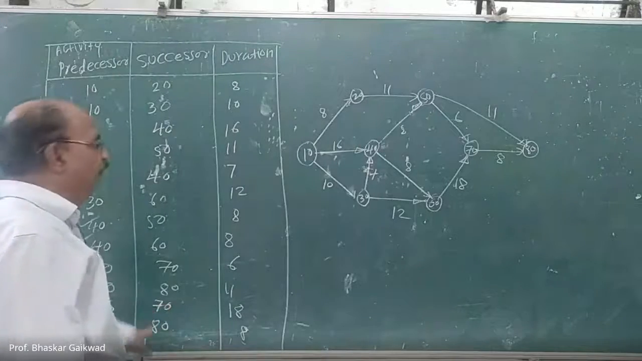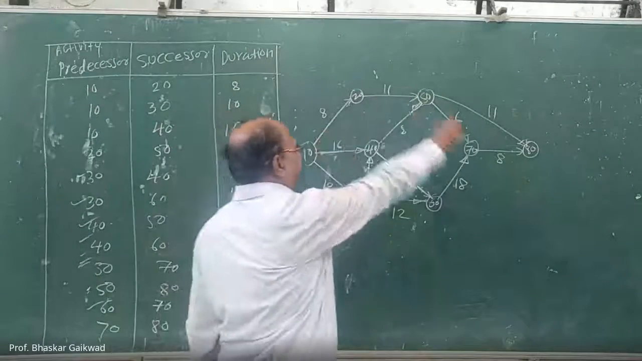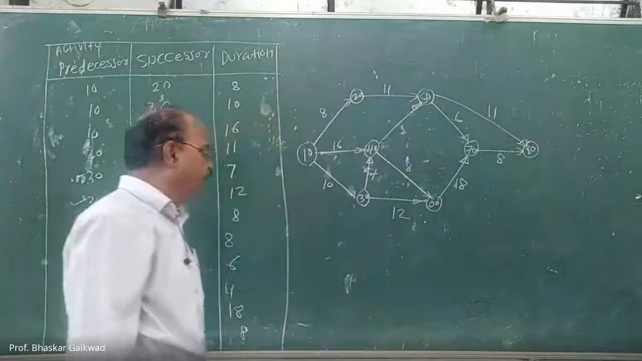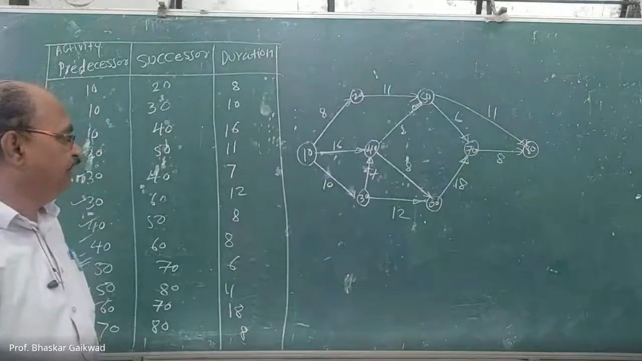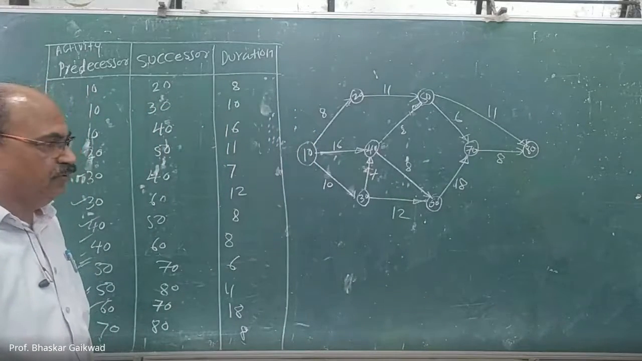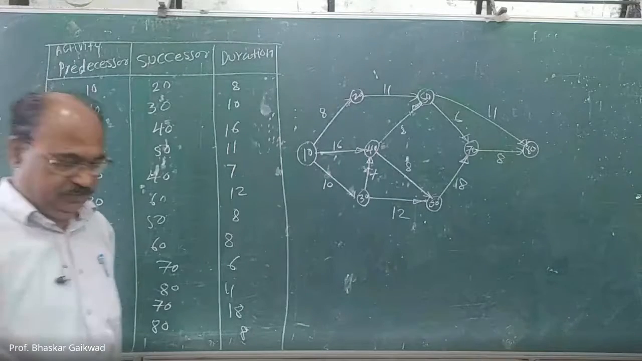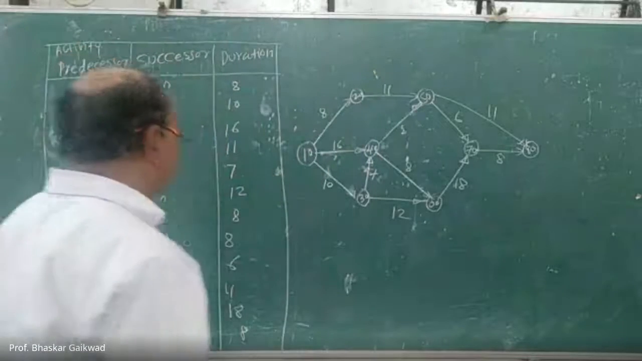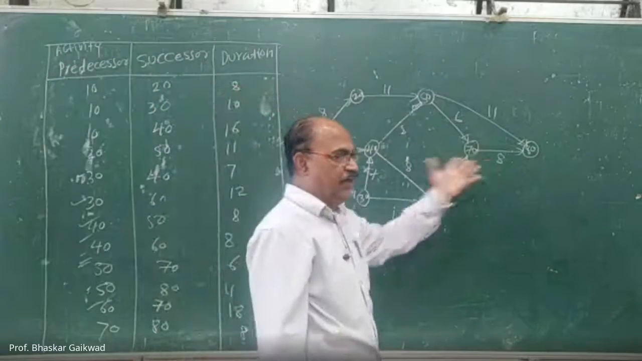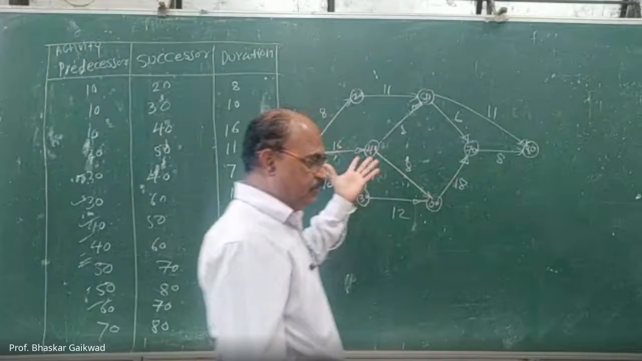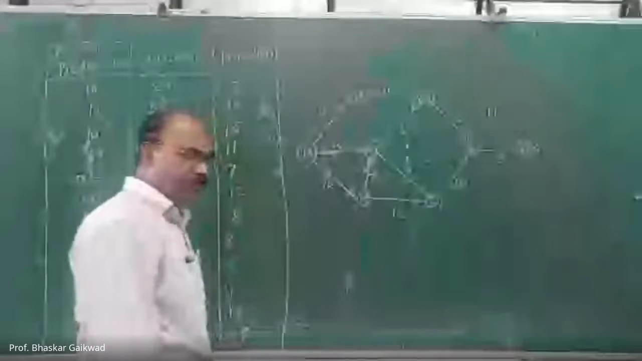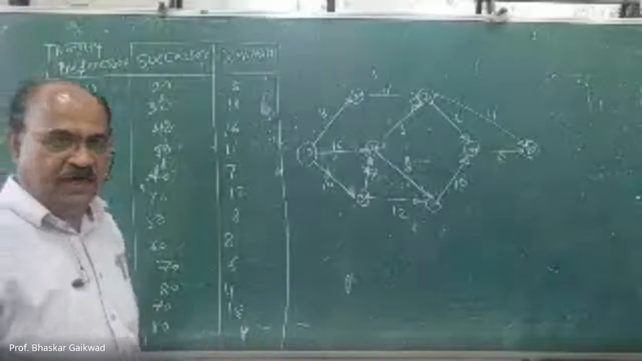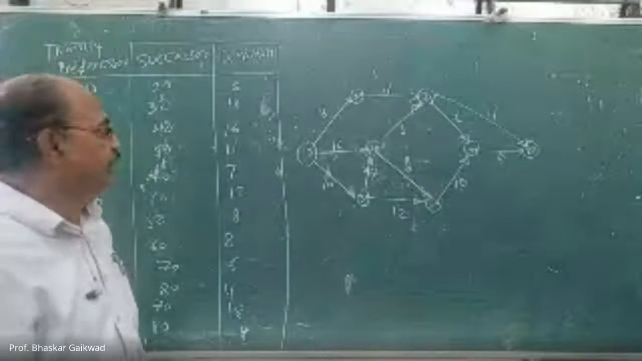Like this, the diagram is there. Okay, so this is the network diagram. Now we have to find out the critical path. One more thing: instead of going for forward and backward pass, sometimes you can find out the critical path by addition of the duration time.